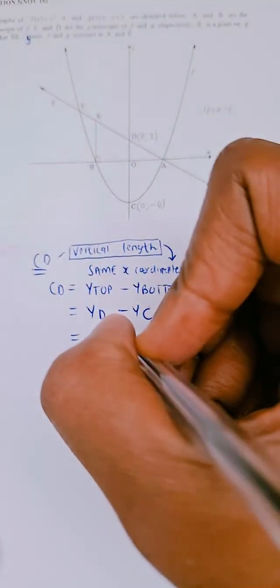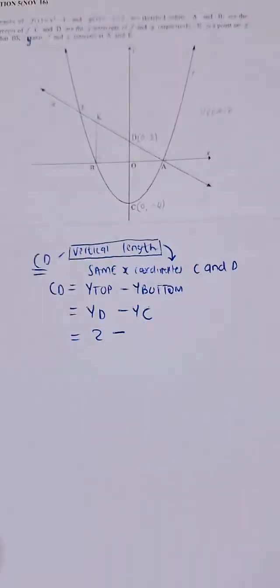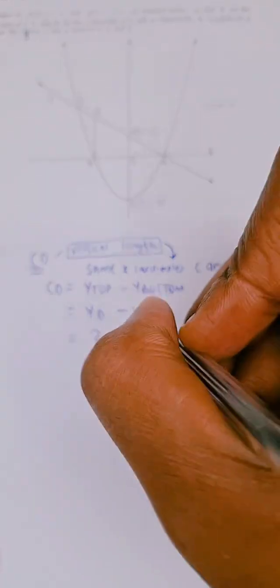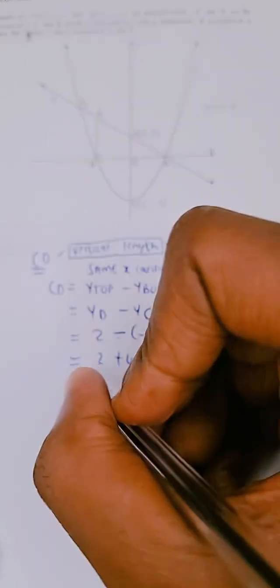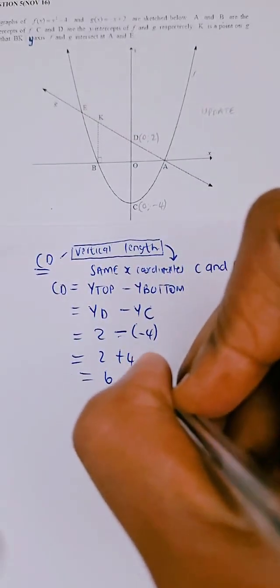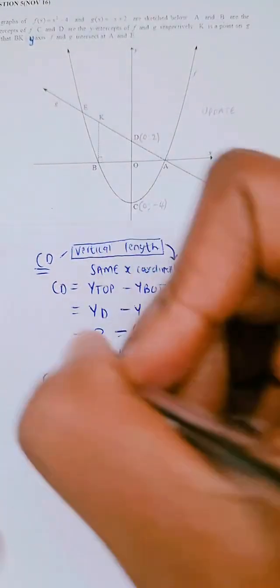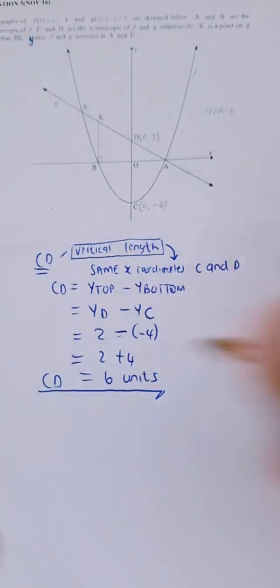What is the y coordinate of D? It's 2. It's already in the formula, I have a minus sign. Minus the y coordinate of C, minus minus 4. So we have 2, the negatives times the negatives are positive. 2 plus 4, which is 6. 6 what? 6 units. Okay.